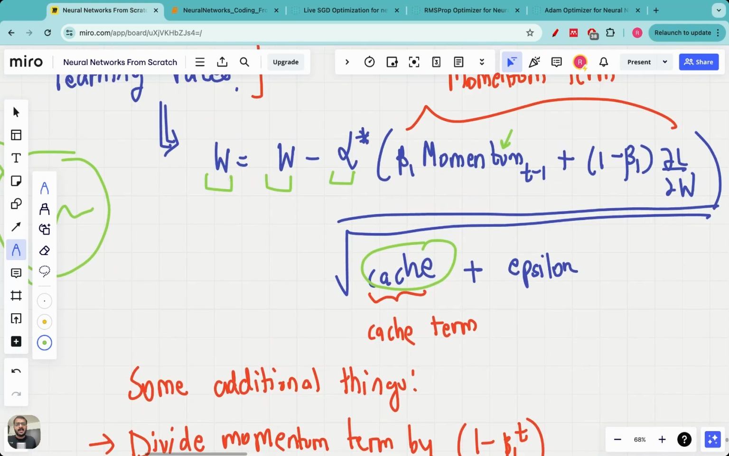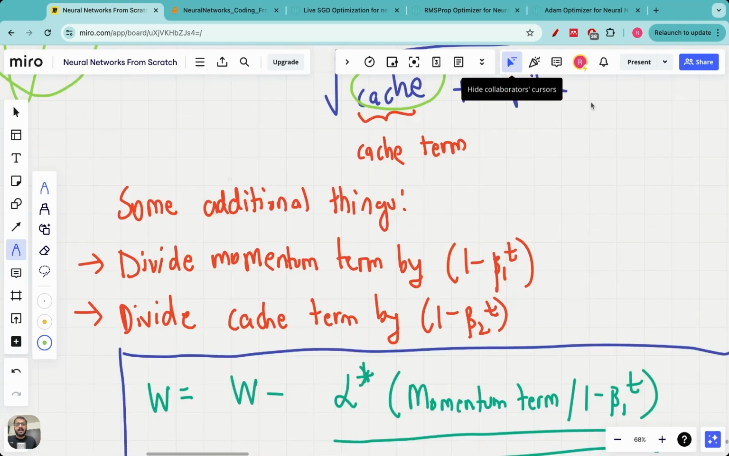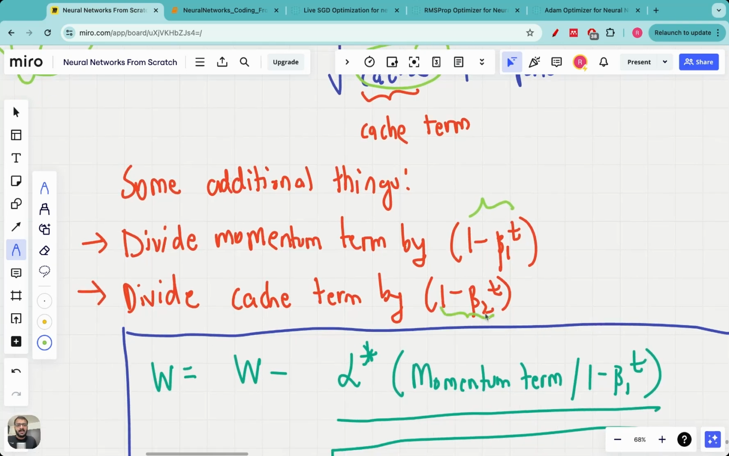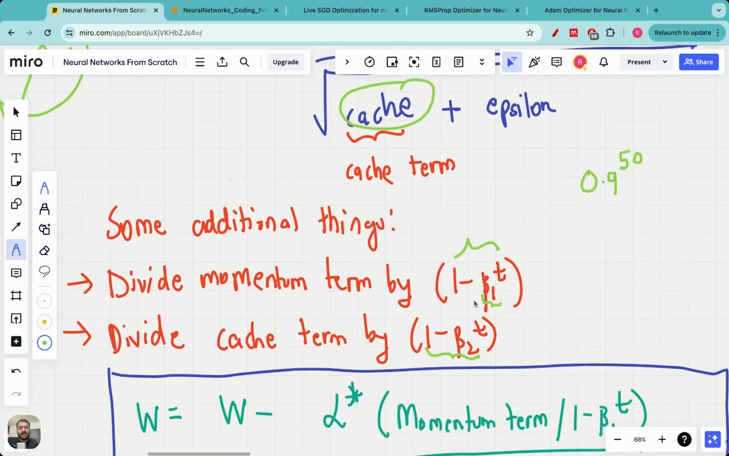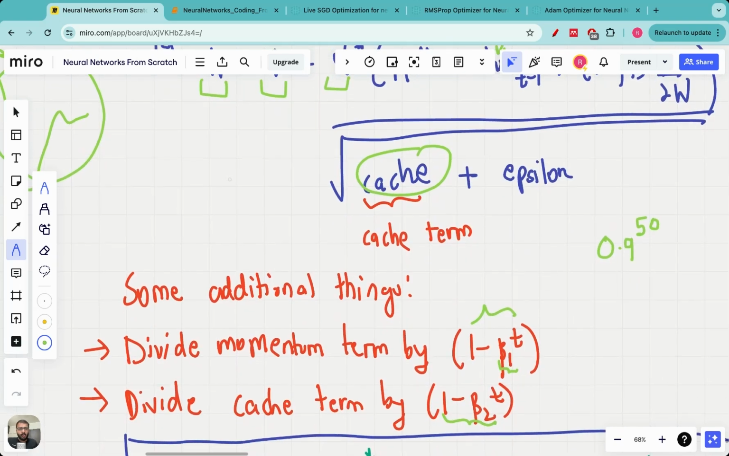So what we'll do is divide the momentum term by a correction factor, 1 minus beta 1 raised to t, and divide the cache term by a correction factor, 1 minus beta 2 raised to t. Why this term? Remember beta 1 is less than 1, so let's say beta 1 is 0.9. If t is very large, let's say 0.9 raised to 50, this will be almost close to 0. So for higher iterations, it's like dividing by 1, so it will make no impact at all.